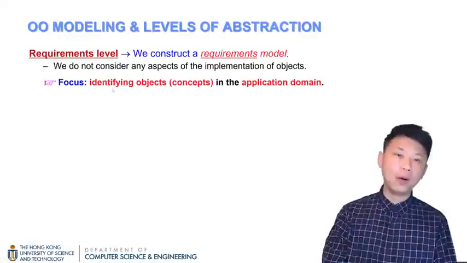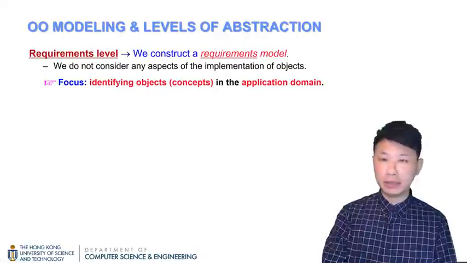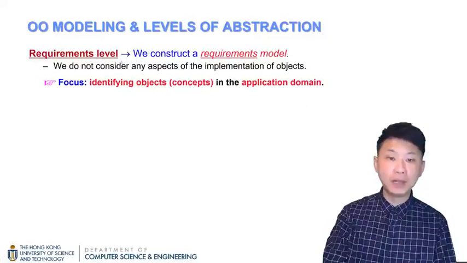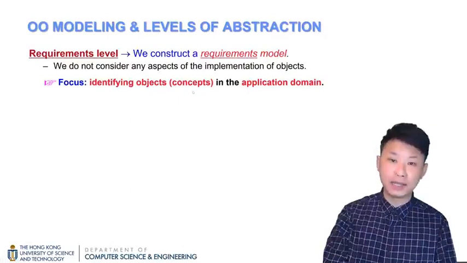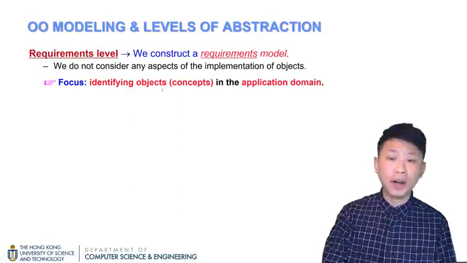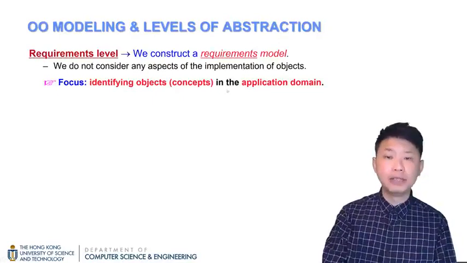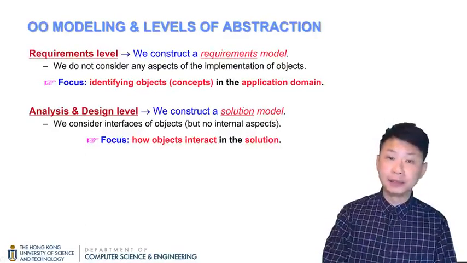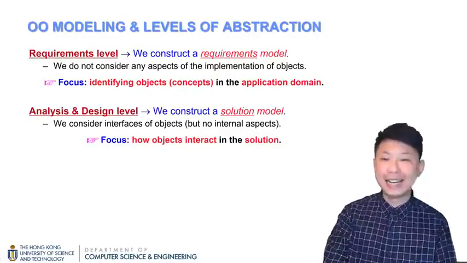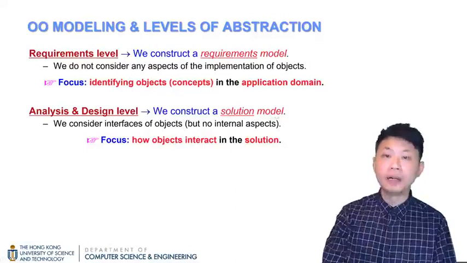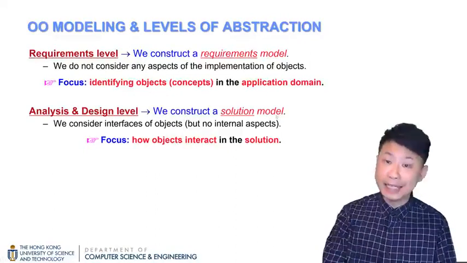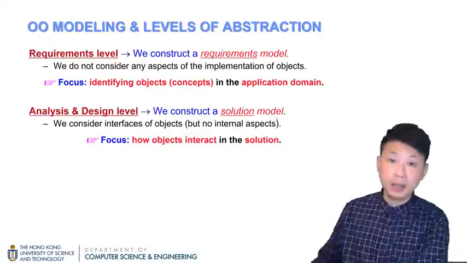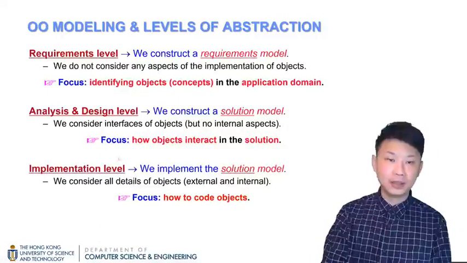If we are talking about OO modeling, there are different models that we can build. We can build a model to capture all the requirements within the software system. In this model, we simply try to identify all the important objects, all the important concepts that we want to keep track of within the software system. Then we can also come up with a solution model. We go through analysis and design, and then we build a solution model, and that model is going to be the model that we use for implementation. So when we implement, these are the objects that we're going to implement within the software system. And also at the implementation level.